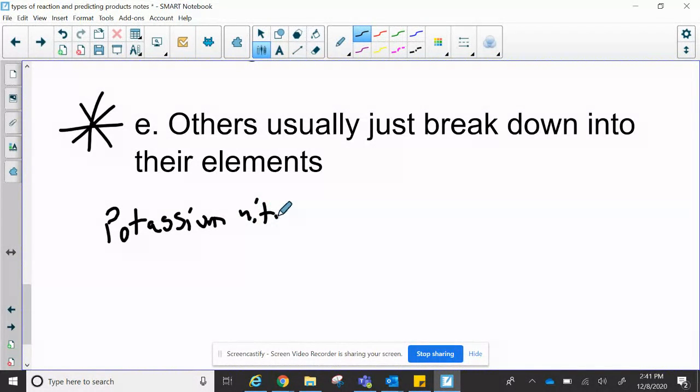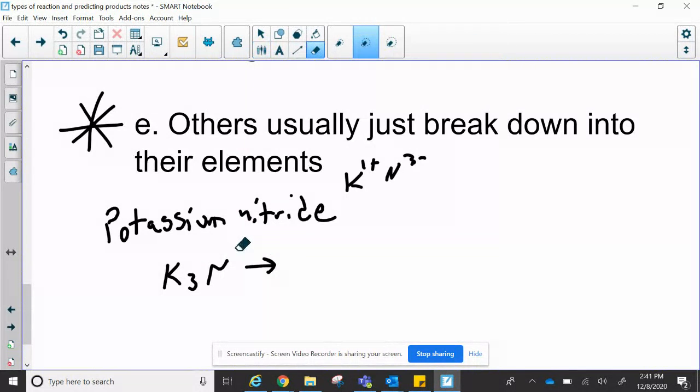Nitride as our starting point. Okay, so we know potassium nitride is K with a 1 plus charge, nitrogen has a 3 minus charge. So we're going to get K3N. And that's what we start with. That's a truly terrible N.